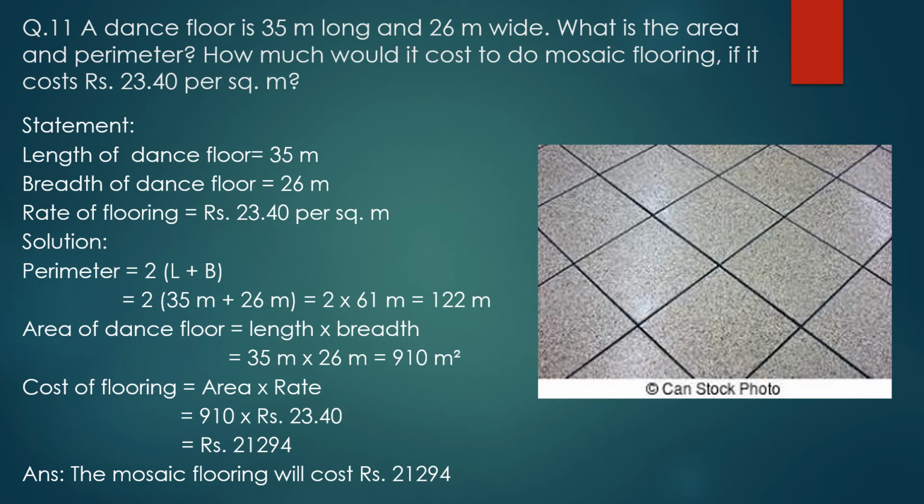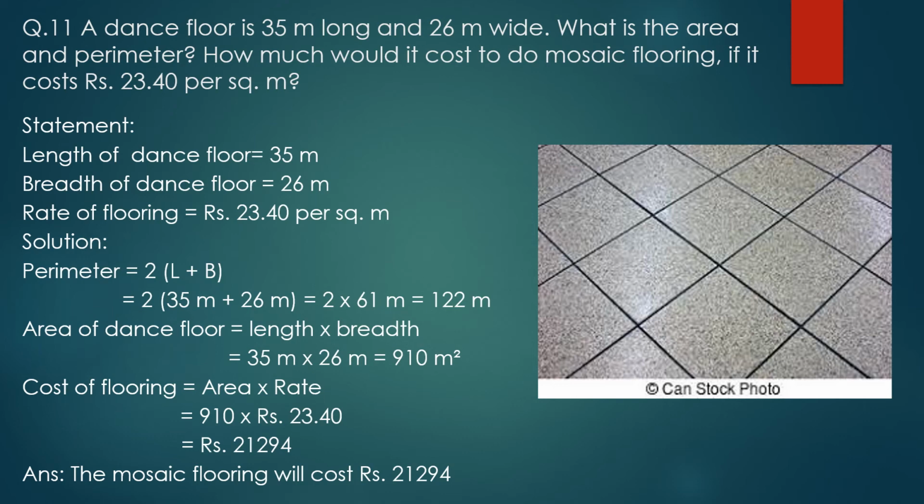A dance floor is 35 meters long and 26 meters wide. What is the area and perimeter? How much would it cost to do mosaic flooring if it costs rupees 23.40 per square meter? Though it is written costs, it is a rate. Okay, so what we have to do over here, we have to find three things: area, perimeter and the cost.